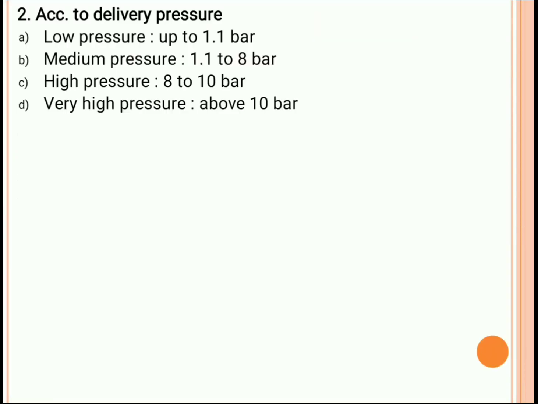Let's move to the next classification. According to delivery pressure, there are a total of 4 categories. First is low pressure. When the pressure is up to 1.1 bar, it is considered a low pressure compressor. When the pressure range is between 1.1 and 8 bar, it is considered medium pressure.